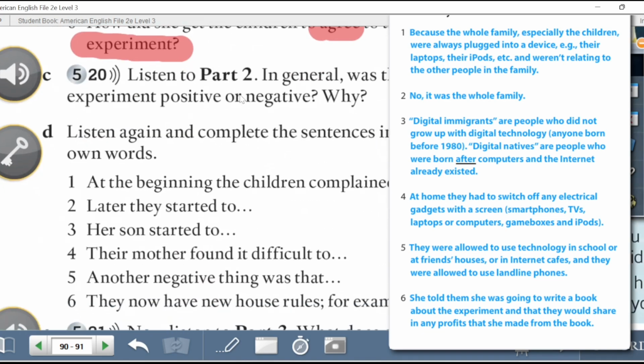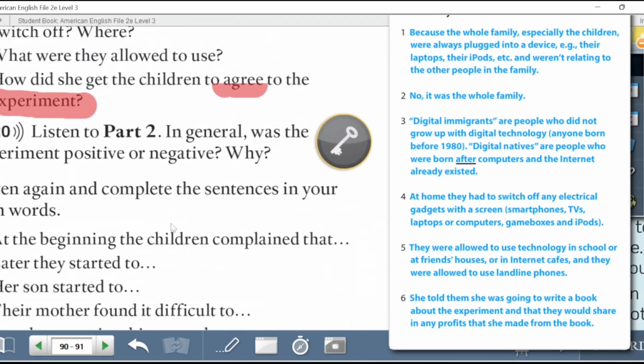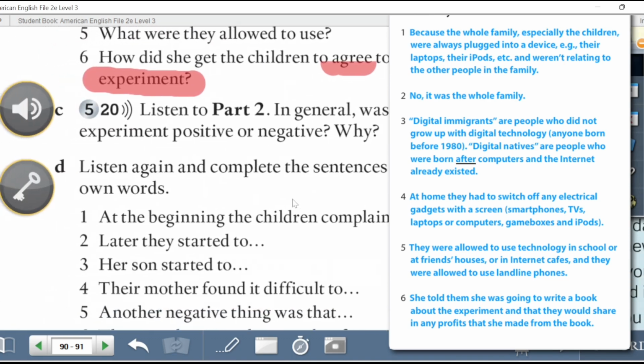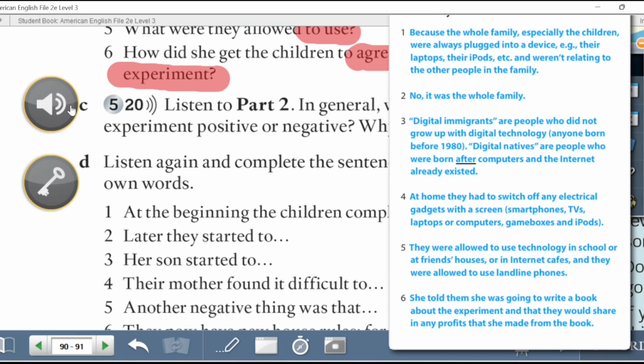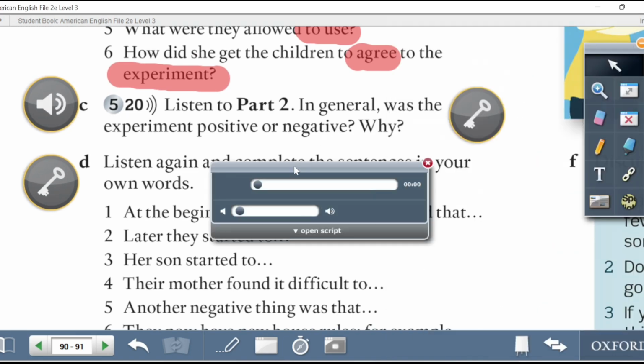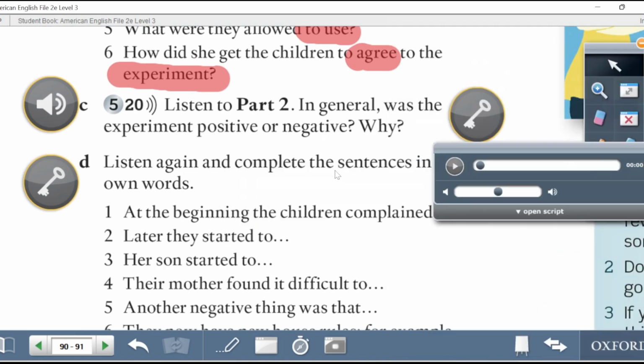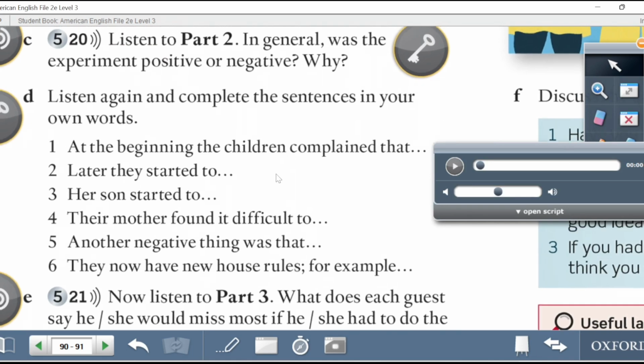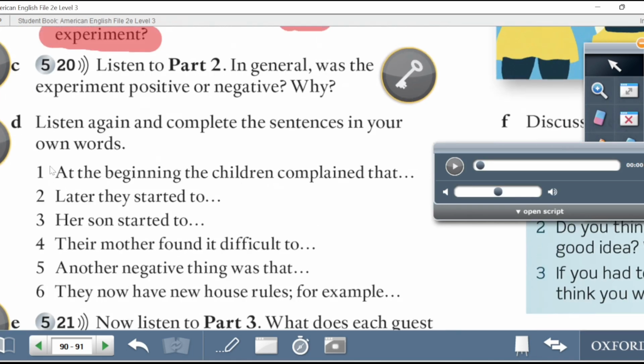Let's listen to part 2. Listen to part 2 in general. Was the experiment positive or negative? And then we want to answer these. At the beginning the children complained that, complete these.